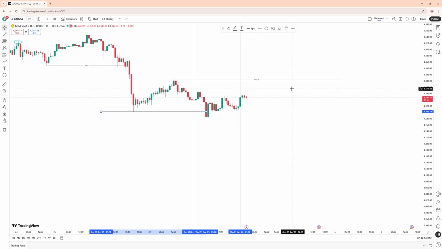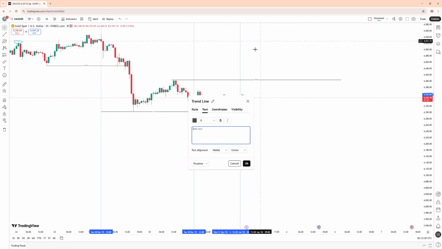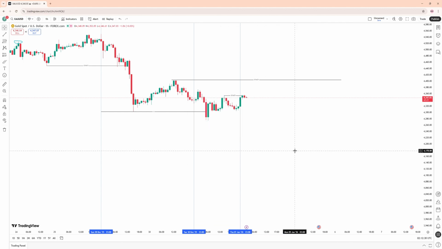Now look at the internal change of character from the 4 hours time frame, see it up here, and the internal change of character to the upside from our 1 hour time frame. Look at it here. This is it. Can you see it? So you can see that internal change of character. This one is from our 1 hour time frame.